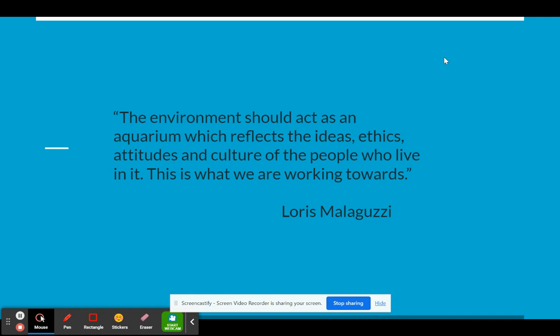Just wanted to share a quote to start. The environment should act as an aquarium which reflects the ideas, ethics, attitudes, and culture of the people who live in it. This is what we are working towards. And this quote is from Loris Malaguzzi, an early childhood educator who founded the education philosophy known as the Reggio Emilia approach. And interactive word walls would be an example of how we can create this exciting environment for our students.